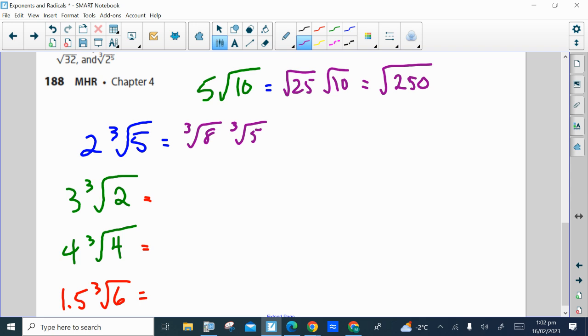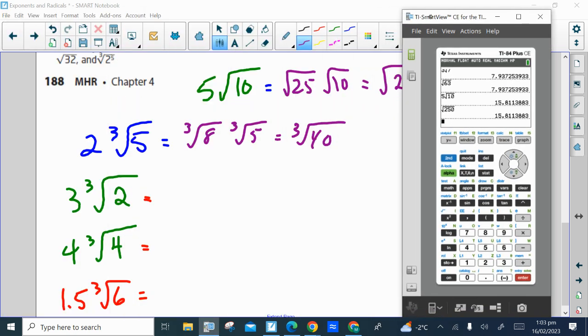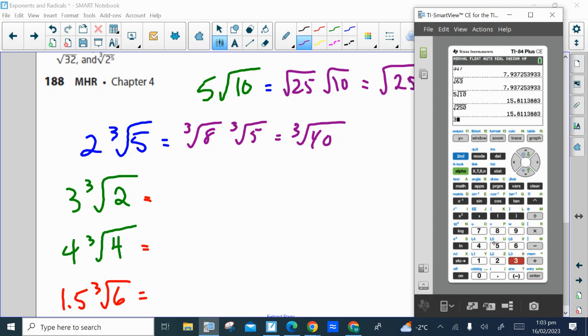The cube root of 8 is 2. 2 is equivalent to the cube root of 8. They have the same value. But now we've written the 2 as a cube root, so now this allows us to multiply the two numbers together, and the answer stays a cube root. That's the cube root of 40, which we can check in our calculator. 2 times the cube root of 5 has that value. That should be equivalent to the cube root of 40.